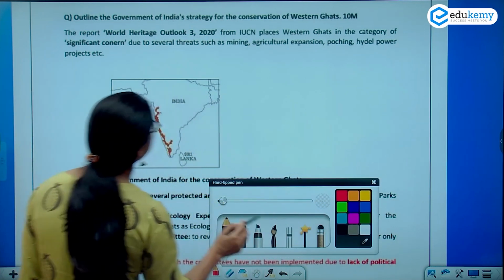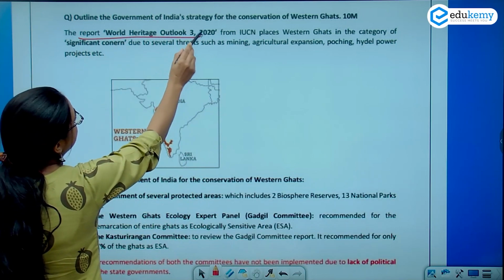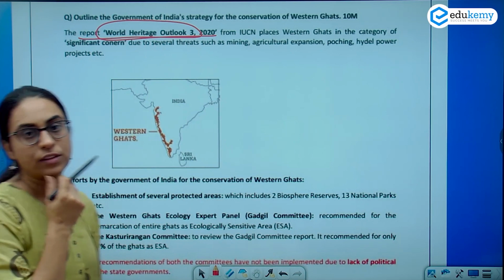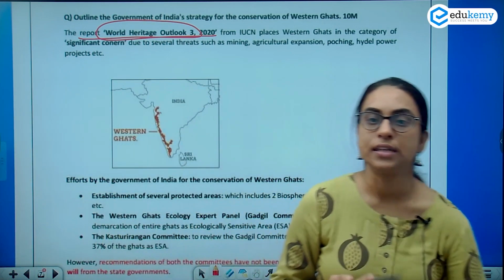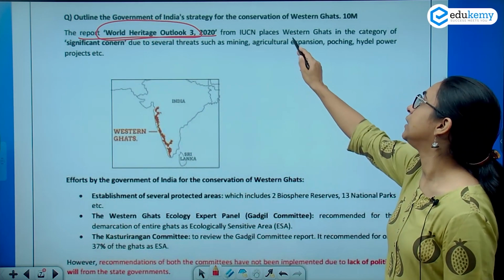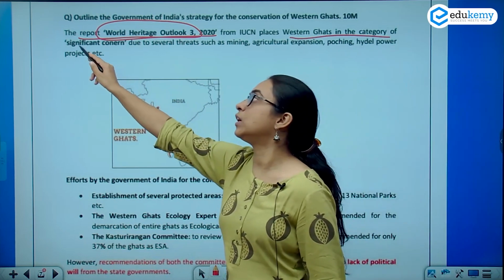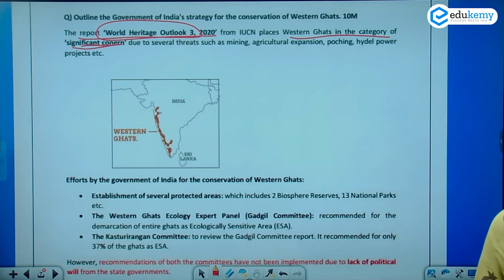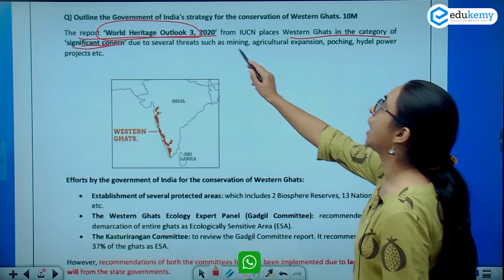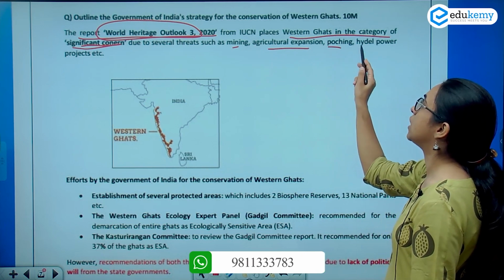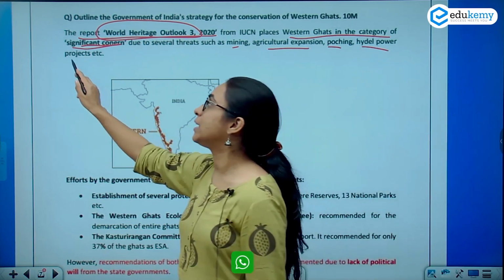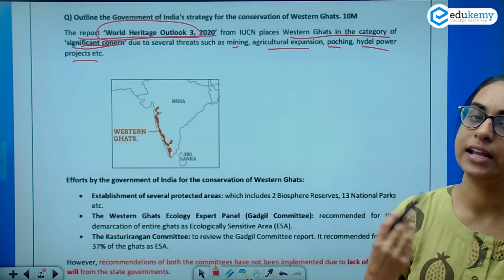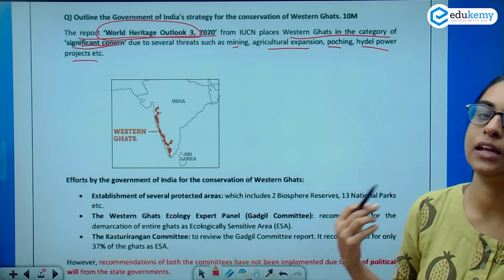The introduction says that there was a recent report, World Heritage Outlook Report 2020 by IUCN. So IUCN gave this World Heritage Outlook Report, okay, and it places Western Ghats in the category of the significant concern. So there is significant concern for the Western Ghats because there has been lot of threats like the mining, agricultural expansion, poaching, hydropower projects. So a lot of things are actually exploiting the Western Ghats, like agriculture, hydropower projects, mining, poaching.